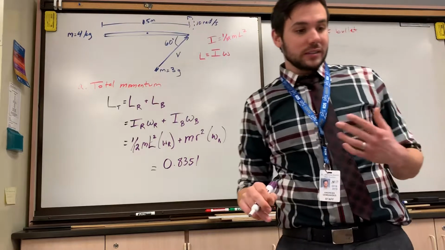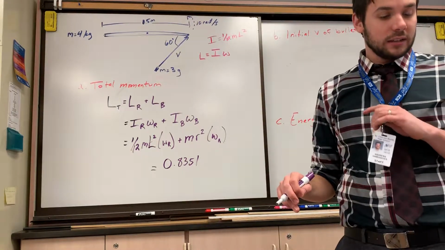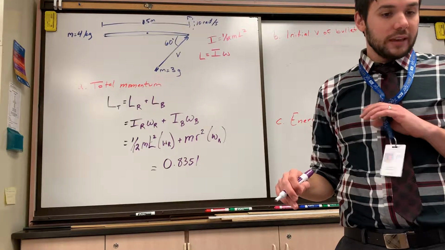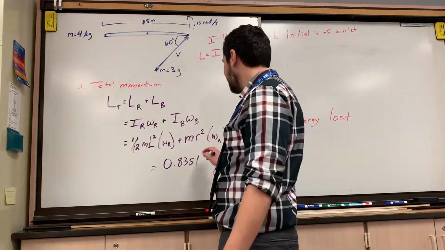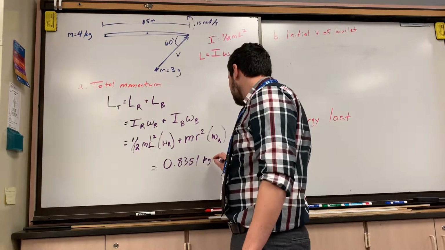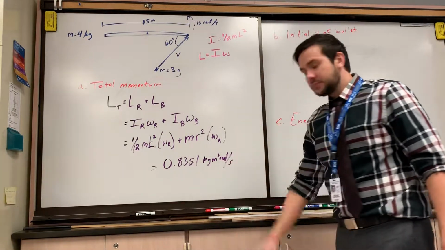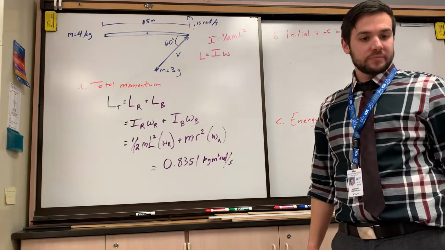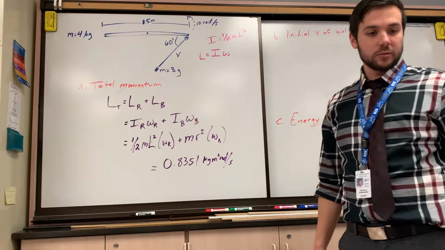And the unit for this is a little bit odd. We're doing a kilogram meter squared radian per second. So it's just all the units that we have multiplied together. So it's a kilogram meter squared radian per second. Boom. Now, what is the next component that we're looking at here?